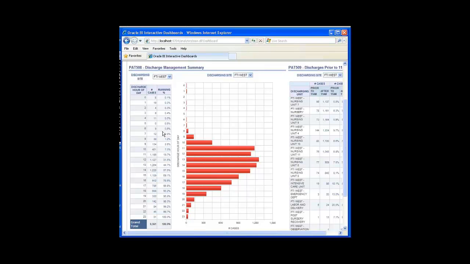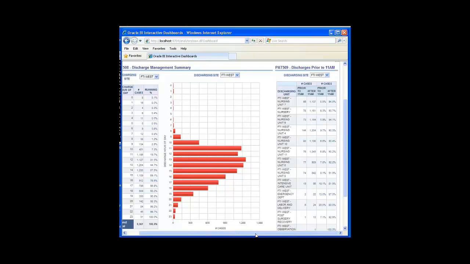So this takes a look at your ability to discharge patients by hour of day, and naturally you want that to be as early as possible. So I can see, for instance, that 44% of my patients are discharged in the 1 p.m. or earlier hour. So if I want to look at 10 a.m., for instance, only 7% of my patients are discharged prior to the end of 10 a.m. So I probably want to improve that particular metric there.